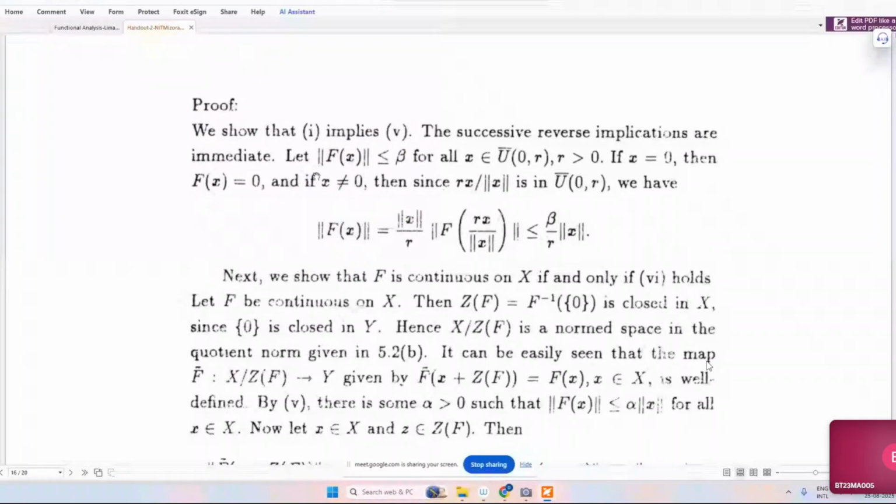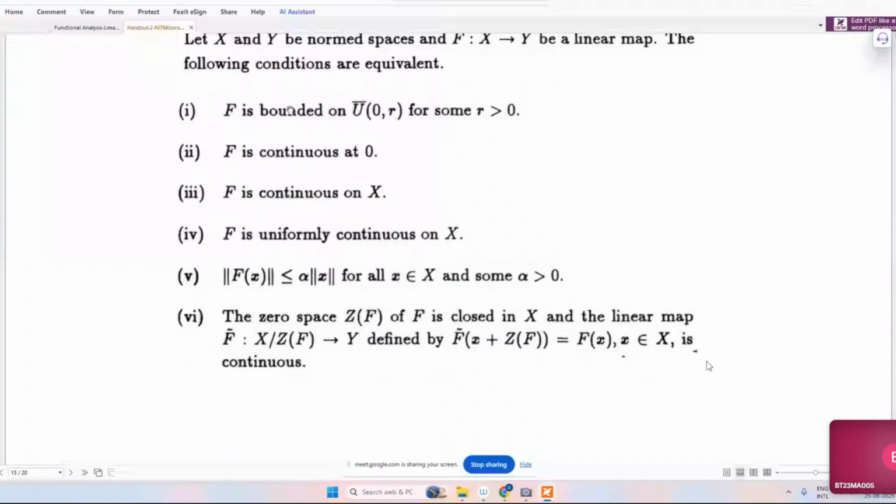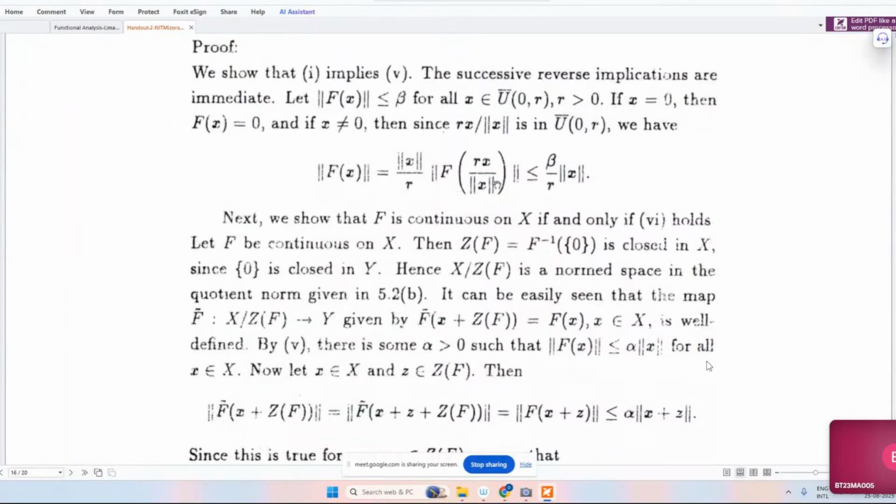Let norm of fx be less than or equal to beta for all x in u bar 0 r. Why is it true? Because the first one says f is bounded on u0. What is the meaning of saying bounded? There is a beta for which norm of fx is less than or equal to beta for all x in this set. If x is 0, obviously fx is 0, nothing to talk about. So let's assume that x is not 0. Since the radius of this ball is r, you multiply by r and divide by norm x, then this element rx over norm x will become norm 1.